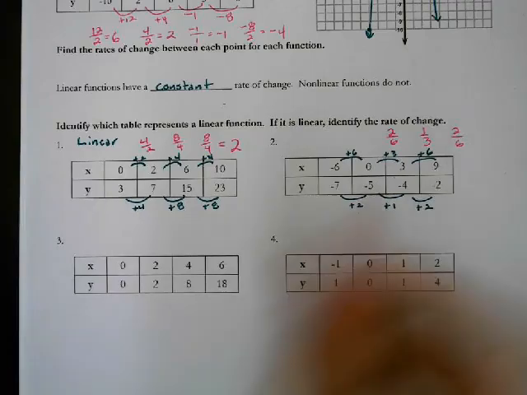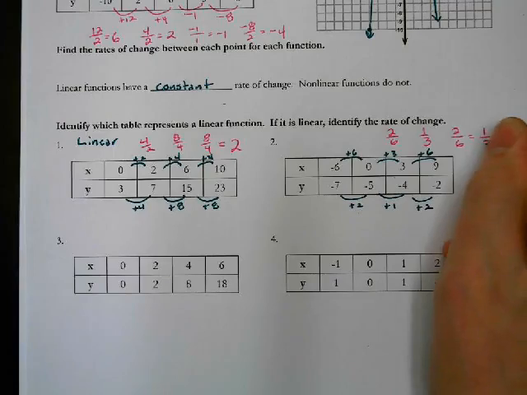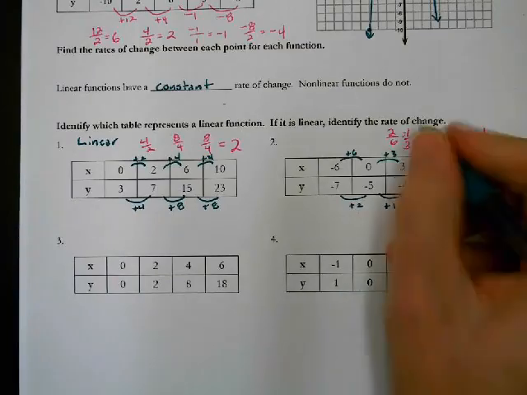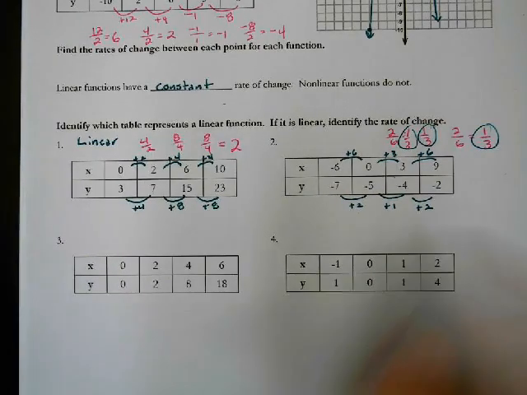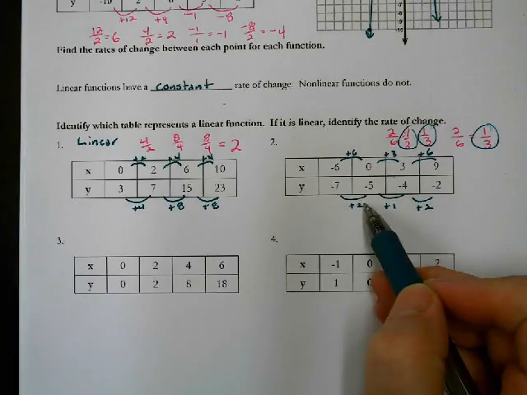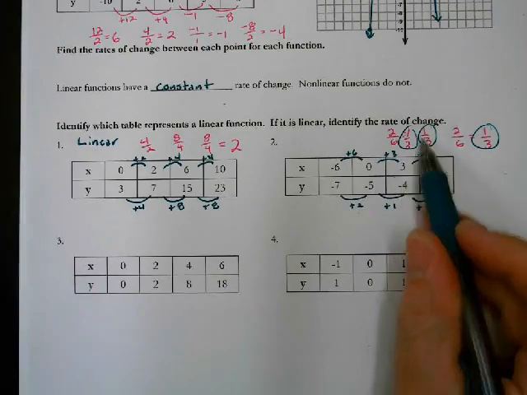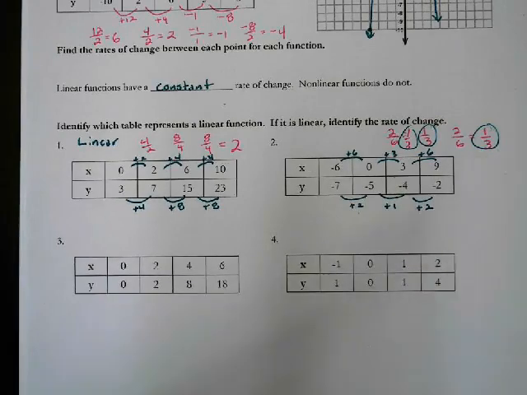What does 2 over 6 reduce to? 1 over 3. That means they all have the same constant rate of change. They're all reducing to the same value each time. So we increase by 6, increase by 2, 2 over 6, that's 1/3. Increase by 1, increase by 3, 1/3. Increase by 2, increase by 6, 1/3. Every single time, no matter which 2 points I picked, the rate of change was 1/3. This makes it linear.